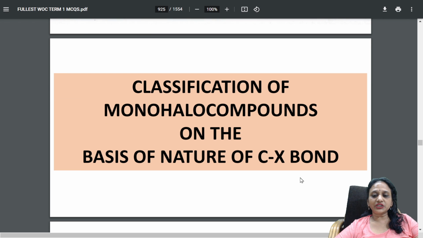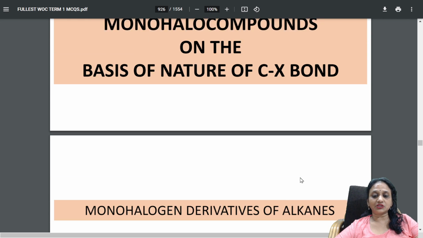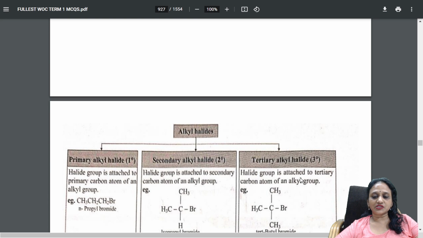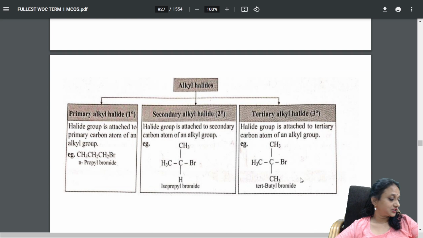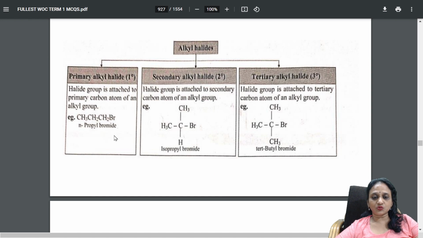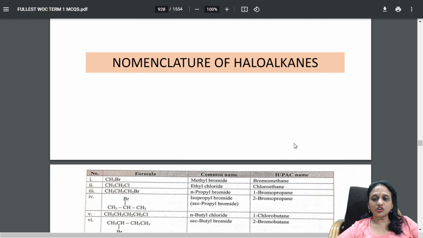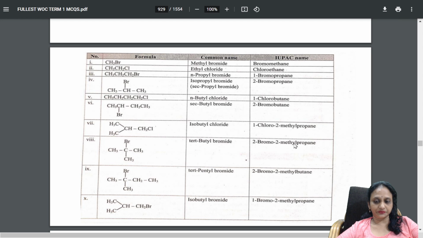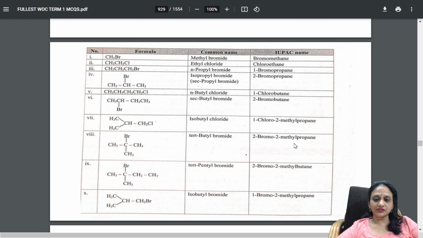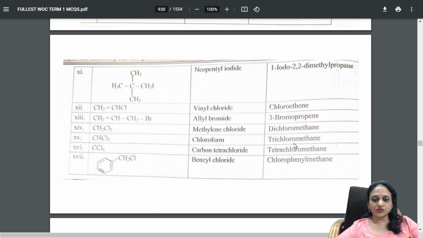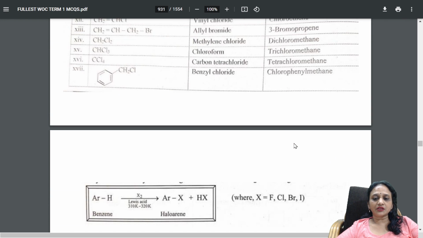Further classification of monohalogen compounds is on the basis of the nature of the C-X bond. That's nothing but primary, secondary, and tertiary, where primary has one halogen atom, one alkyl group and 2 hydrogens. Like that, 2 alkyl and 1 hydrogen, 3 alkyl and no hydrogen. Then I have picked up the nomenclature of haloalkanes with common names and IUPAC, almost 17 examples.